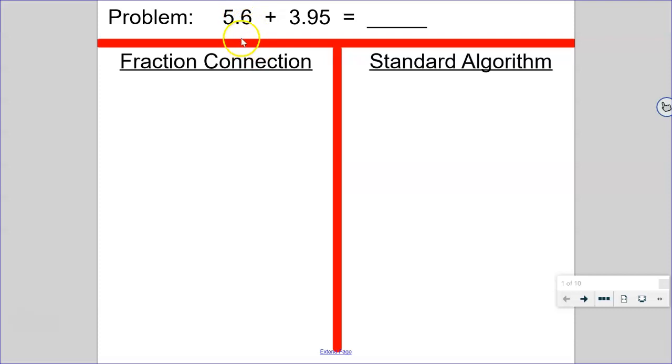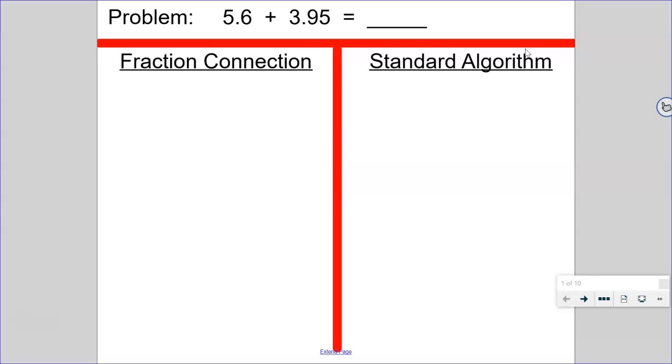So first things first, last week we focused on reading these decimal numbers correctly. So we should not say 5.6 plus 3.95. Because if you read it that way, you are not hearing the fractions and mixed numbers that are being represented here. So if I read this correctly, this problem actually says 5 and 6/10 plus 3 and 95 hundredths.